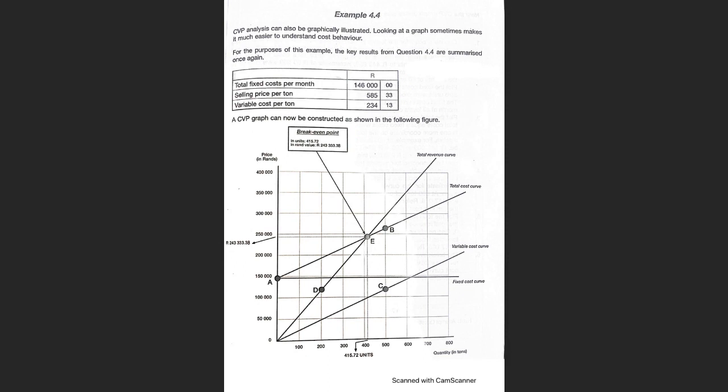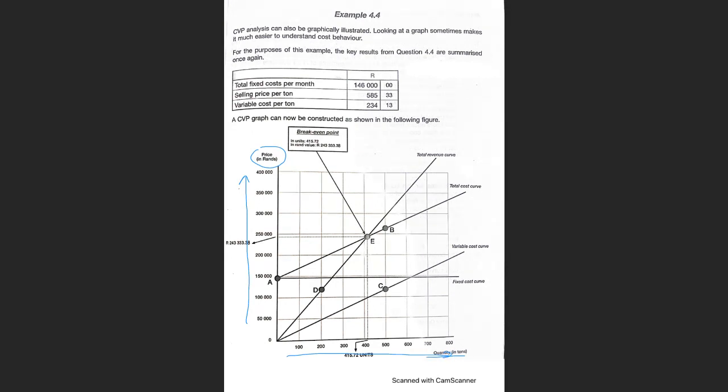So the first thing we're going to make note of is what goes onto your X and Y axis here, and that would be the rand value on your y-axis, and then the quantity is on your x-axis. And as you can see, they're going in 100s on your x-axis in terms of quantity. On your y-axis, we're going in increments of 50,000.